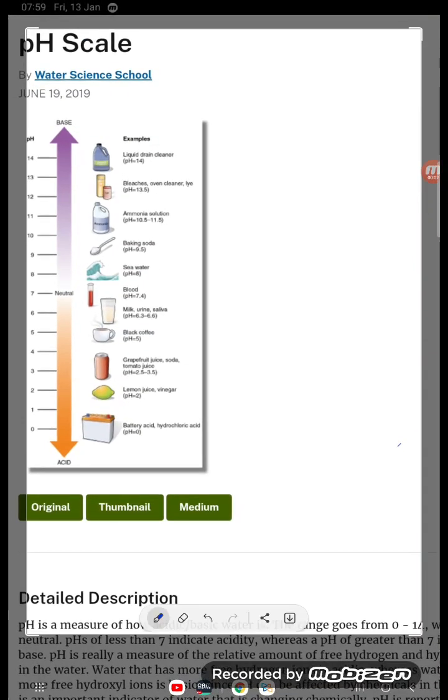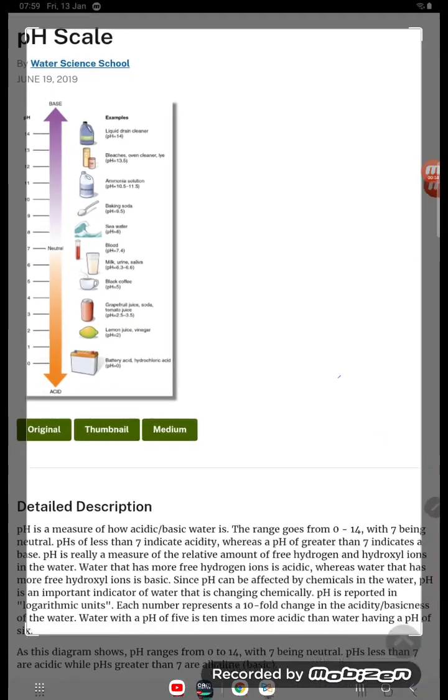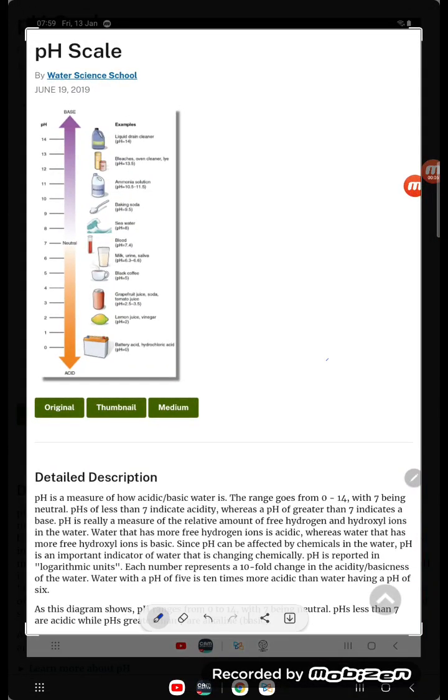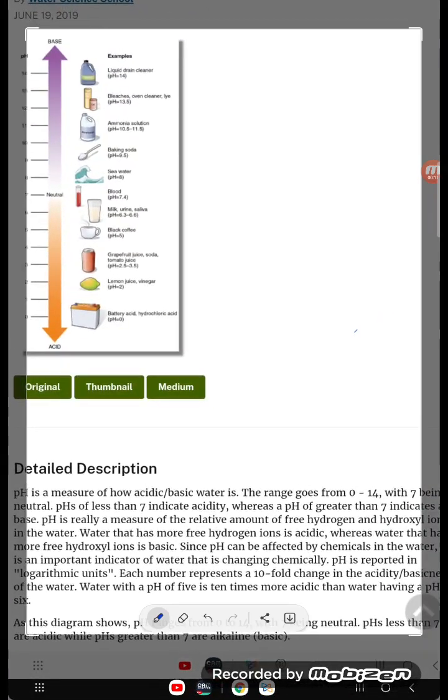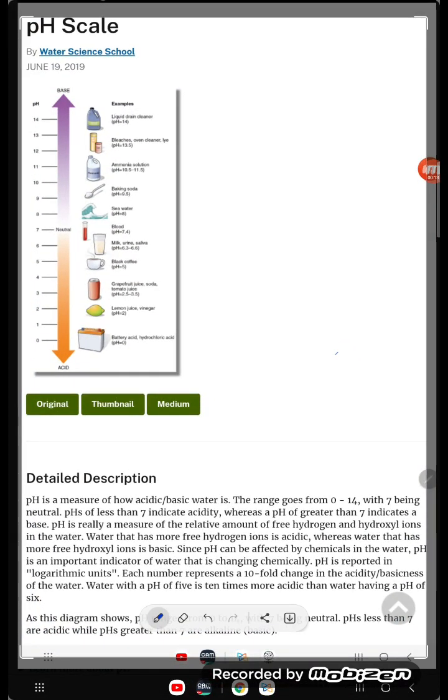Hello students, let's try to understand the pH scale. We are going to understand the meaning of pH scale. Firstly, the pH scale, if you define it, is the measure of how acidic or basic water is. The range goes from 0 to 14, with 7 being neutral. A pH of less than 7 is acidic, whereas a pH of greater than 7 indicates a base.